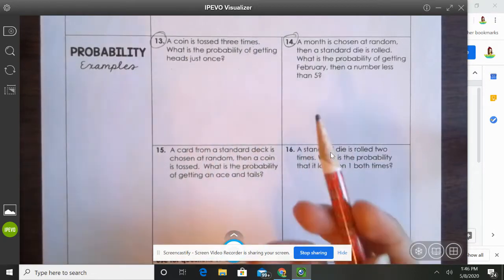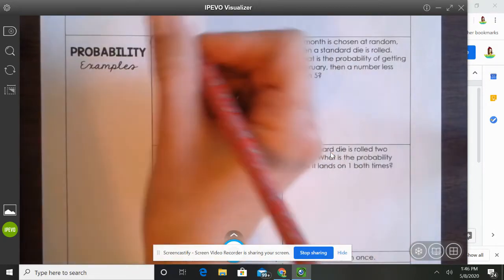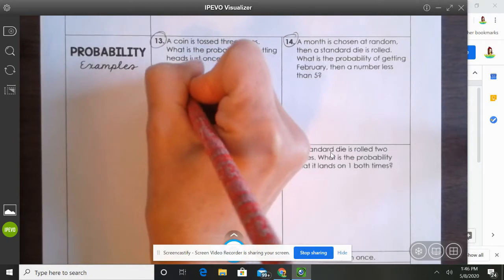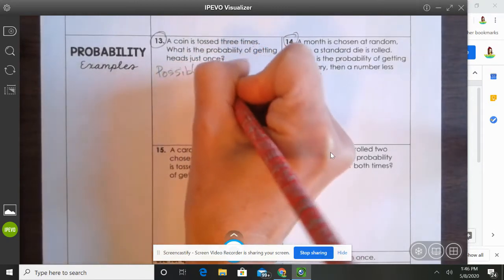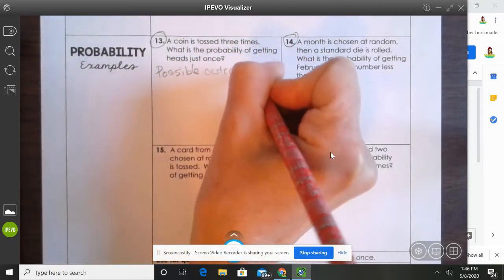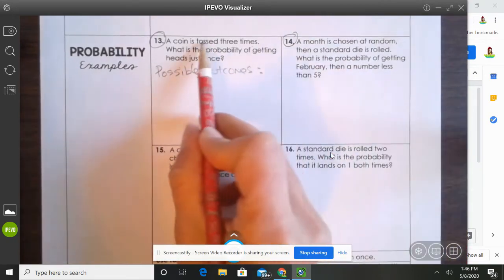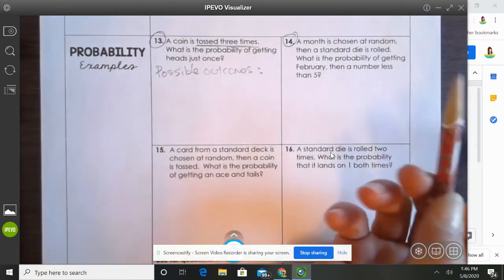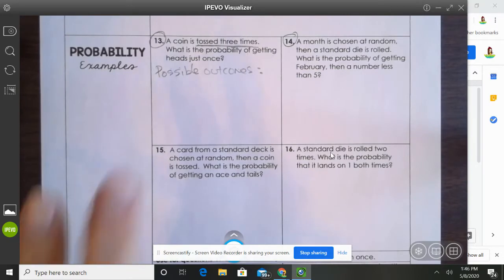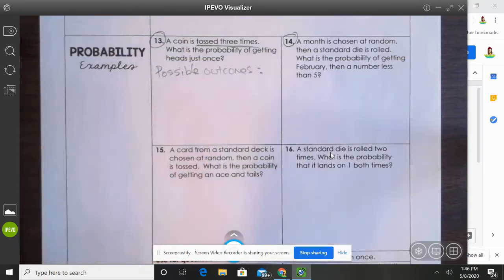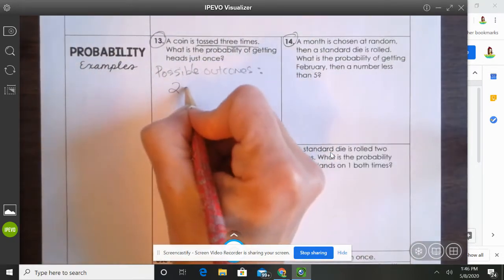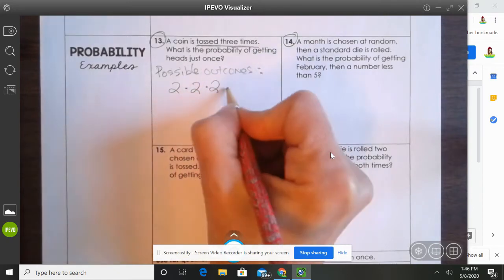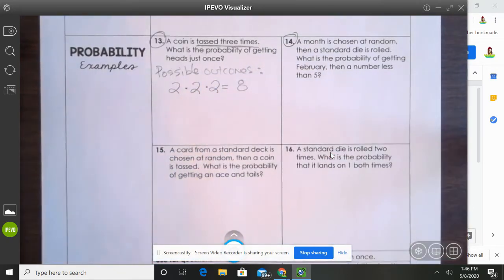First, you have to count your possible outcomes. If you toss the coin 3 times, each outcome is either heads or tails, so that's 2 times 2 times 2, which is 8, right?